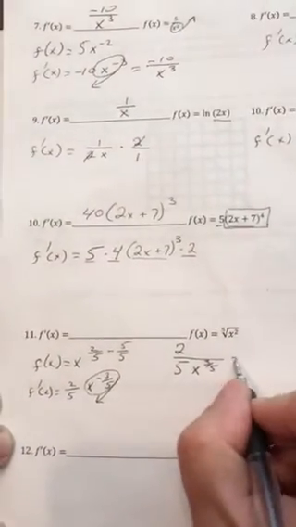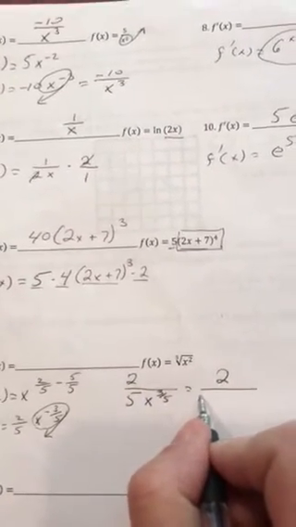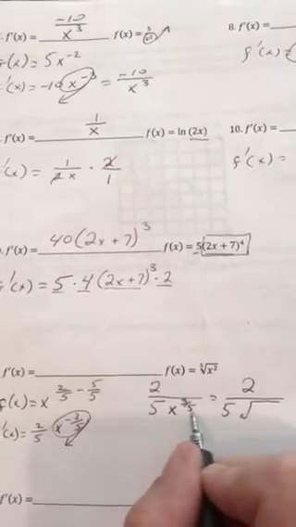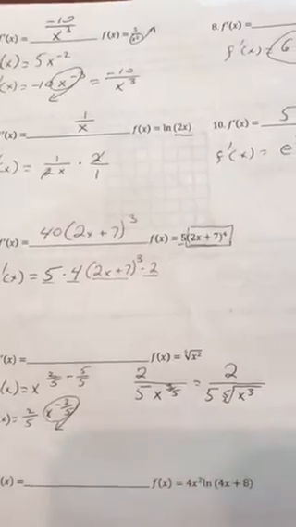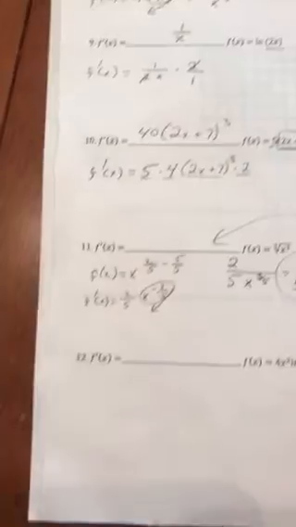Once again, you're not allowed to leave that in fractional form, so we convert it back to radical. So this would be the 5th root of x to the 3rd power. And that's exactly the way I would leave that answer, folks.